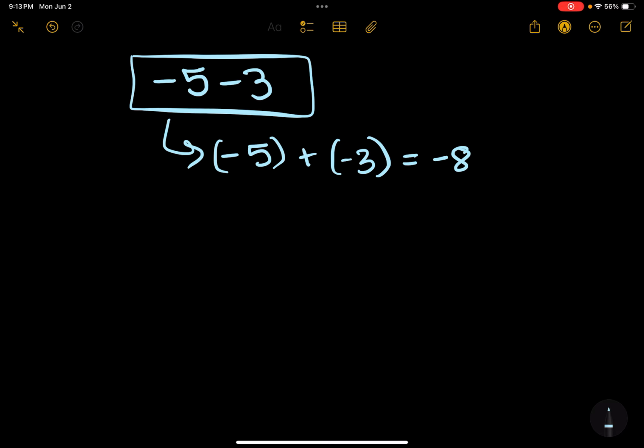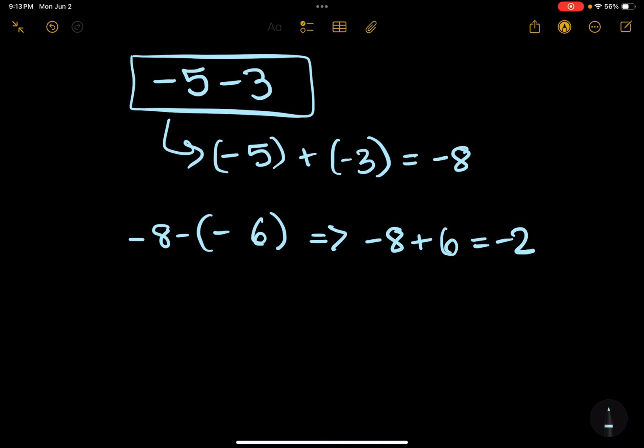One other example that we can take is a -8 minus a negative 6. This we can change into an addition problem by taking the negative 6 and changing the negative to a positive 6. So negative 8 plus 6 gives us a negative 2.